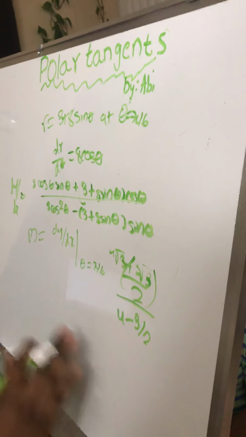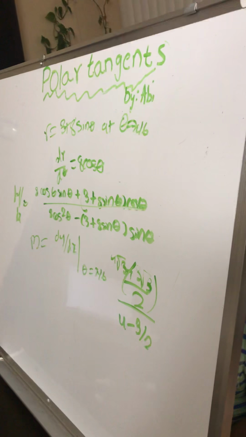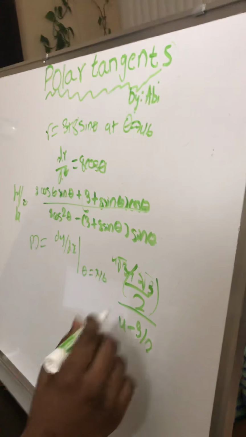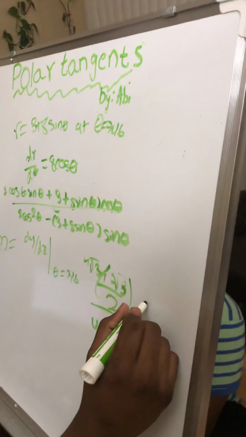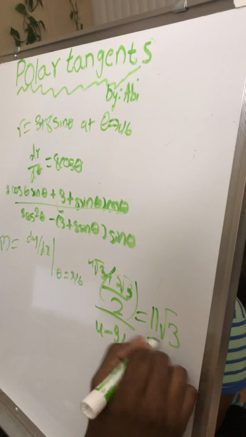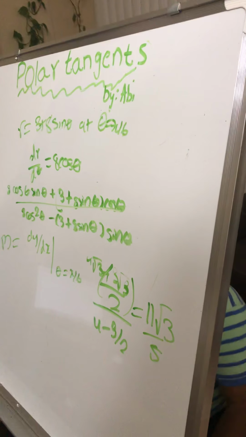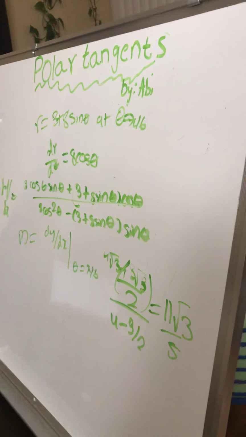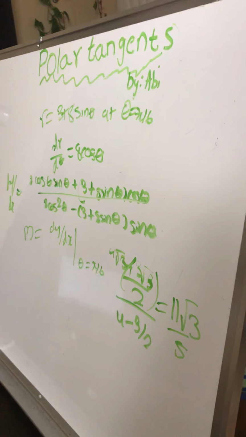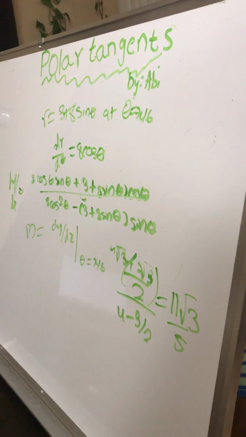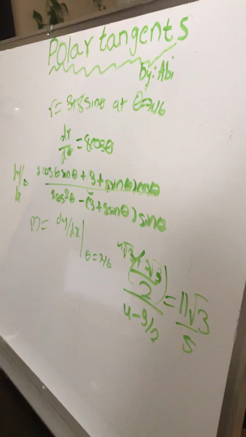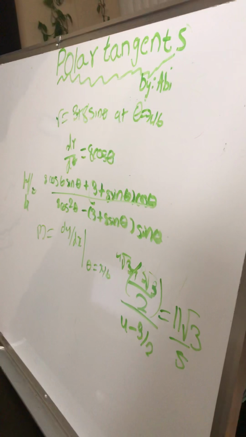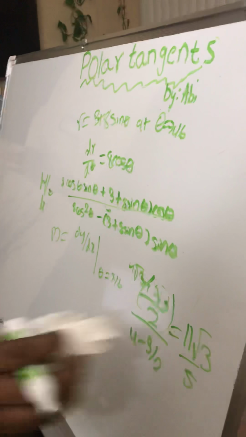After we did that, we're integrating it from 0 to 5 by 6. In this case, that's where all these numbers are coming from. Don't be overwhelmed. We get 11 square root 3 over 5. And now that we have theta equals pi over 6, we have r is equal to 7. We need to get the x and y coordinates in this case so we could get the tangent line. Let me erase all this.